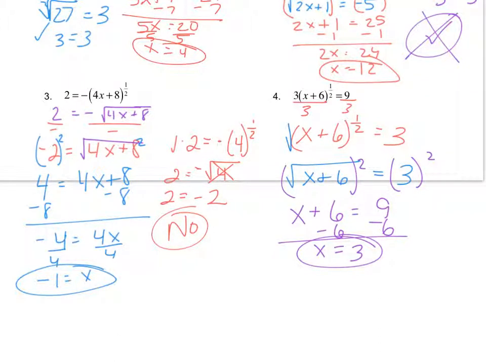Okay, now I'm going to check my problem. I have 3, and I'm going to fill in this 3 here for the x. So 3 plus 6 is 9. And 9 to the 1/2 power, I'm actually going to change that to 3 times the square root of 9 equals 9. Well, the square root of 9 is 3, and 3 times 3 is 9, so 9 equals 9. So that one does check.